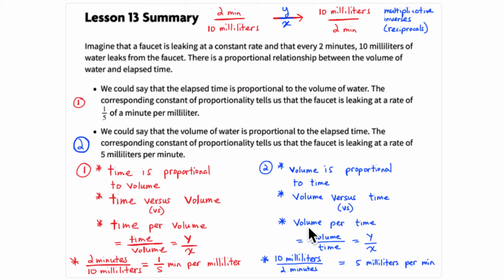And finally, you can say volume per time. So volume is the y-coordinate and time is the x-coordinate. And notice that these are reciprocals. 2/10, 2 minutes per 10 milliliters, 10 milliliters per 2 minutes. So they are reciprocals, and then when you simplify them, it's 1/5 minute per milliliter, or 5 milliliters per minute. So 1/5 and 5 over 1.